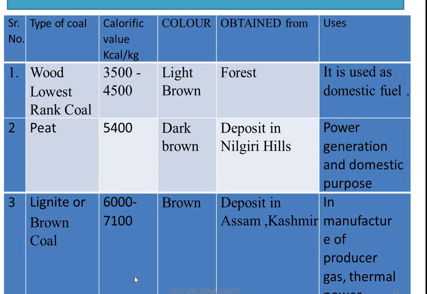Now the classification depends on color, from where it is obtained, and some uses. Let us focus on wood, the lowest ranking coal, which has a calorific value in the range of 3500 to 4500, and it is used as domestic fuel. Similarly, peat is dark. When you heat peat, it becomes dark brown in color, and it is used for power generation and domestic purposes. Lignite, also known as brown coal, has a calorific value in the range of 6000 to 7100, and it is deposited in Assam or Kashmir.